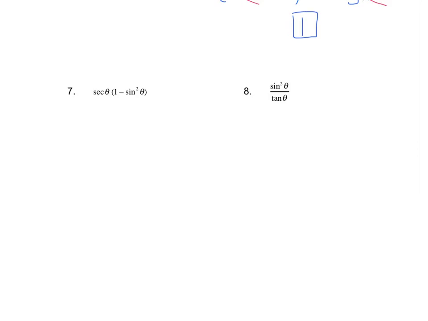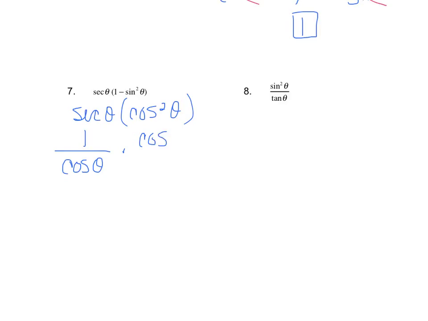Secant of theta times 1 minus sine squared of theta. Well, 1 minus sine squared of theta is a Pythagorean identity. So right now I'll have secant of theta times cosine squared of theta, because 1 minus sine squared of theta is cosine squared of theta. Secant can be rewritten as 1 over cosine of theta times cosine squared of theta, and I'll put that over 1. I can cross-reduce 1 cosine for 1 cosine, so I'll cancel out the squaring, and I'll end up with just plain old cosine of theta.